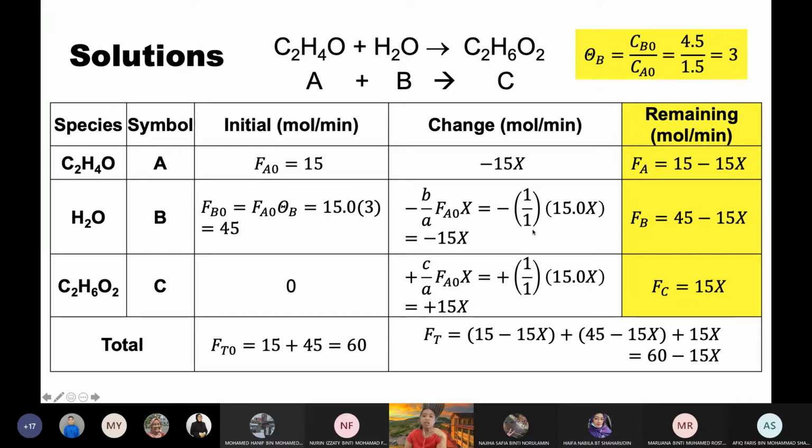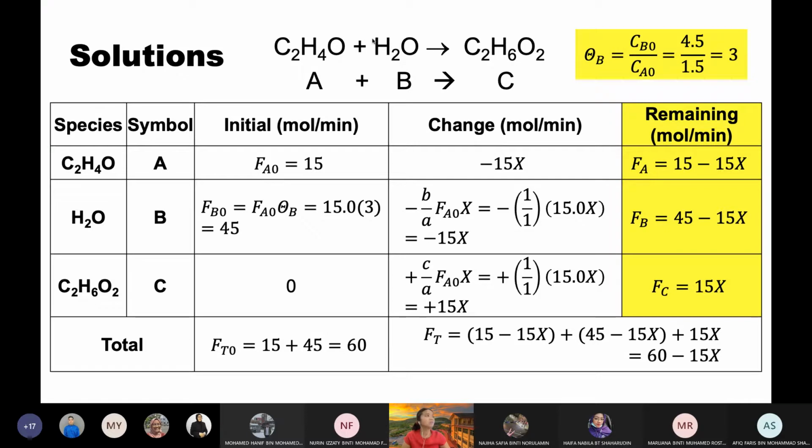Okay, what about the change? So the change, again, B is a reactant. So if it's a reactant, you must put a minus. So minus b per a, FA naught X. Okay, so again, the formula is like batch. But batch is minus b per a, NA naught X. For flow, minus b per a FA naught X. So why minus? Because B is a reactant. So minus b per a is your stoichiometric coefficient.